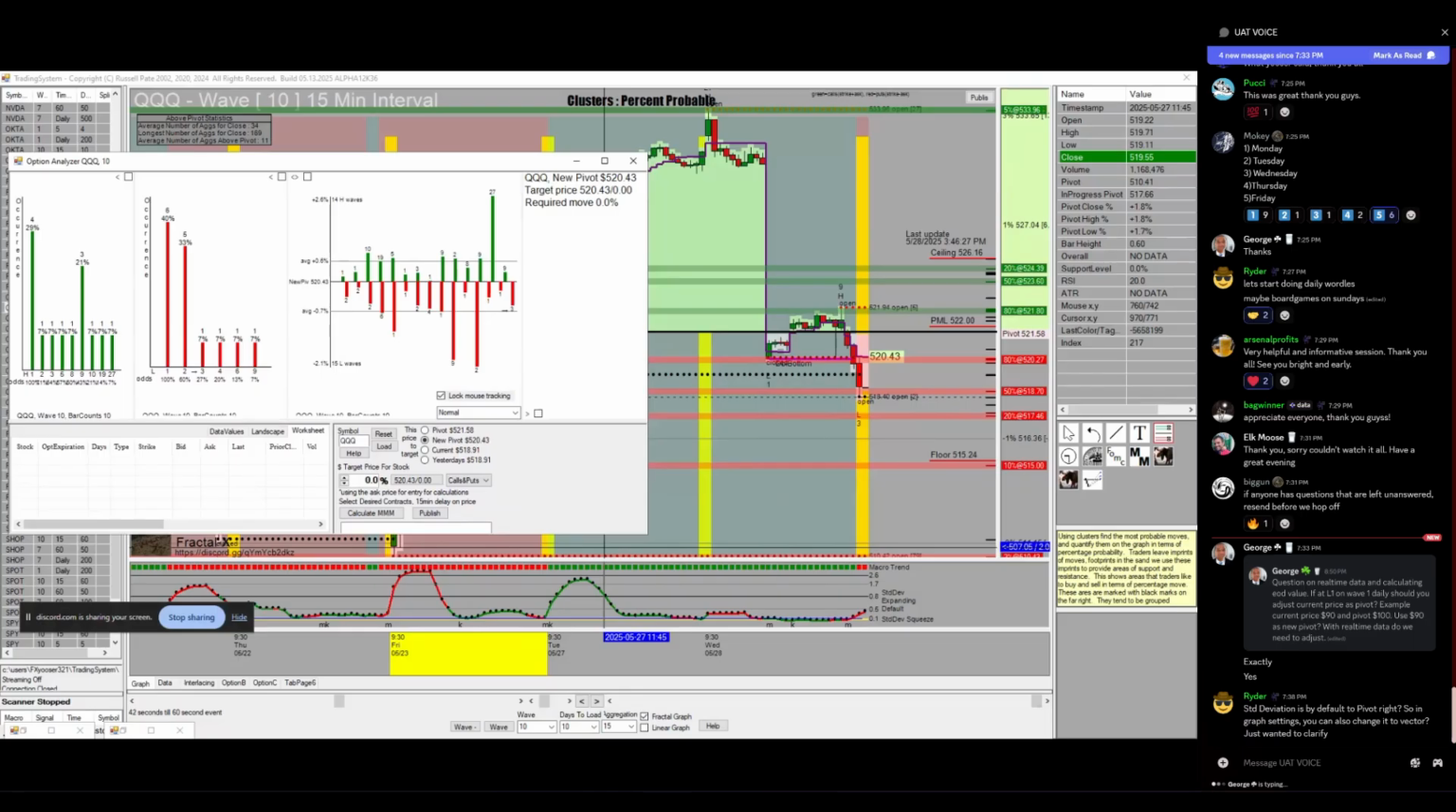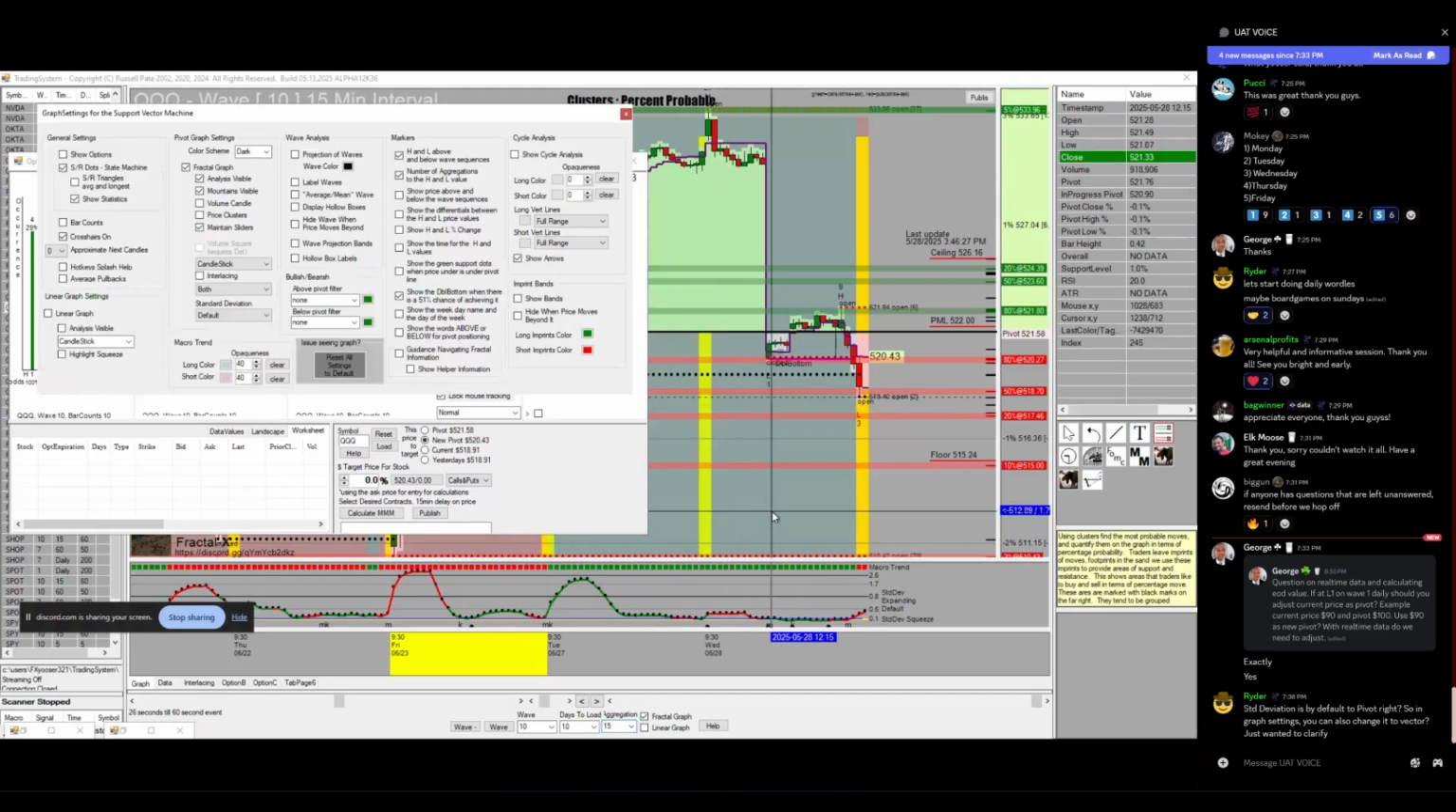And I think Ryder had a question too on standard deviation. Is it by default to pivot, right? So in graph settings, you can also change to a vector. Just wanted to clarify.